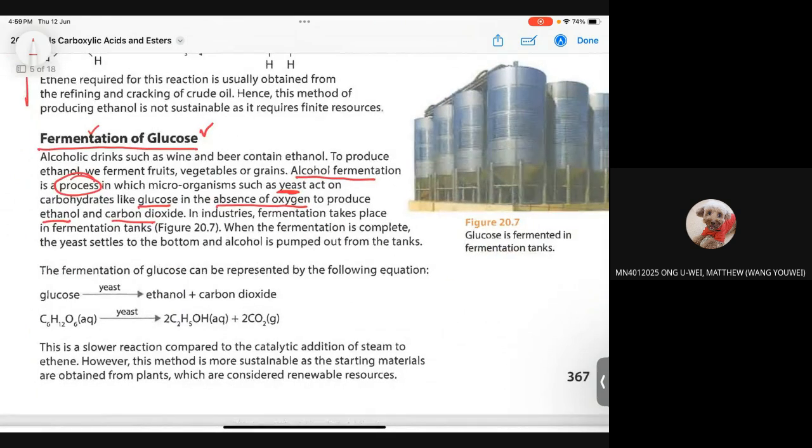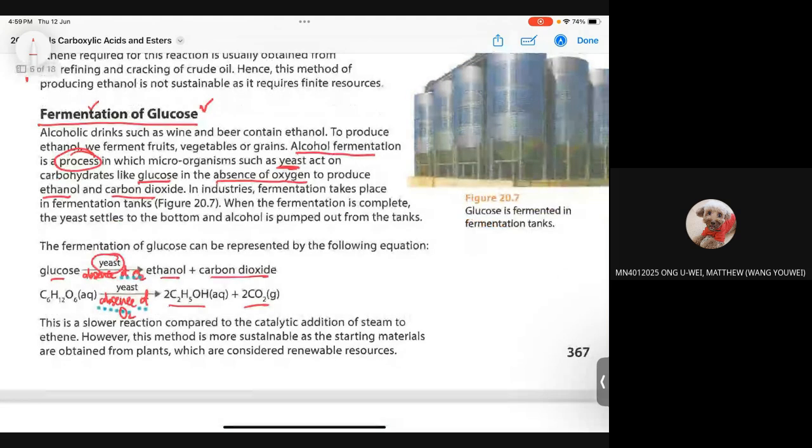Now, the fermentation of glucose is represented by this. So glucose, arrow, the conditions are to have yeast over there and the absence of oxygen, because it's anaerobic respiration. And then what you're going to get is ethanol plus carbon dioxide. So this is a slow reaction, but at least this is sustainable because your starting materials are obtained from plants. You can actually use fruit juice to make this reaction as well. It may not be like processed sugar. You can actually use your fruit juice. Just have to put your yeast in for it to work.